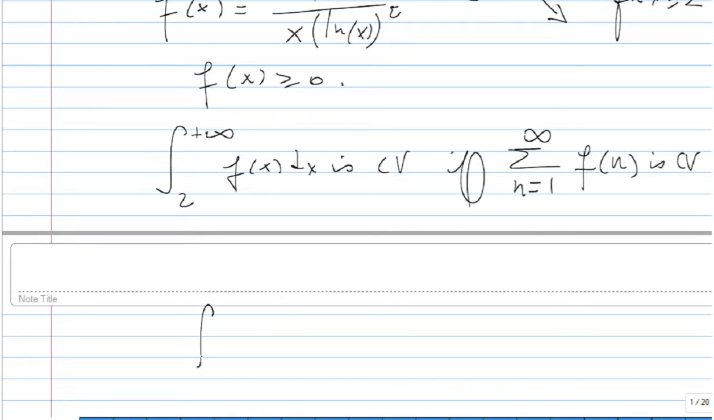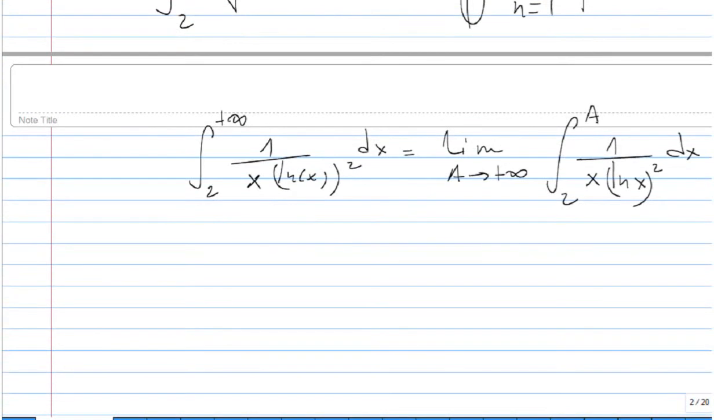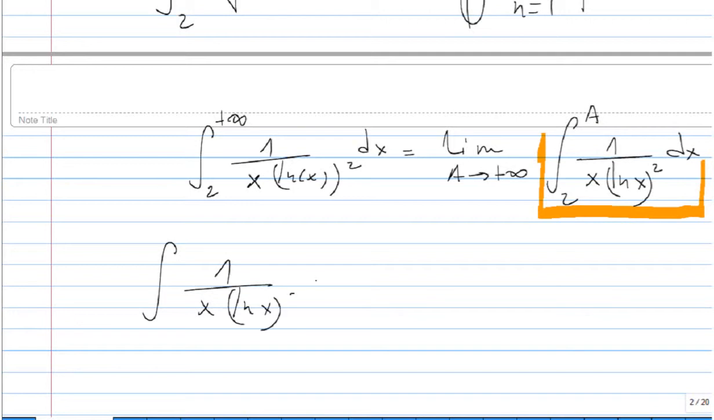Okay, so we have the integral from 2 to plus infinity of 1 over x (ln x)^2 dx. The only bad point is infinity, so it is equal to the limit as a goes to plus infinity of the integral from 2 to a of 1 over x (ln x)^2 dx. Now we have to pay attention to the proper integral, to see if we are able to integrate. So we are looking at the antiderivative of 1 over x (ln x)^2 dx.